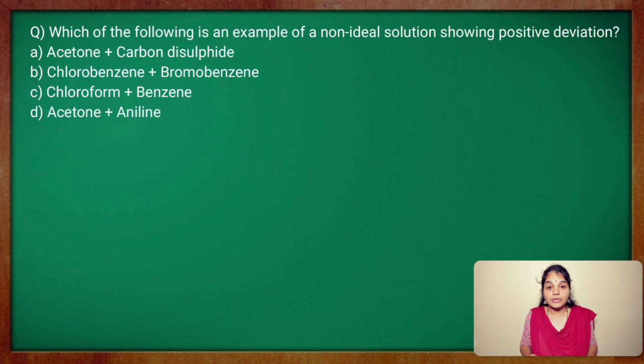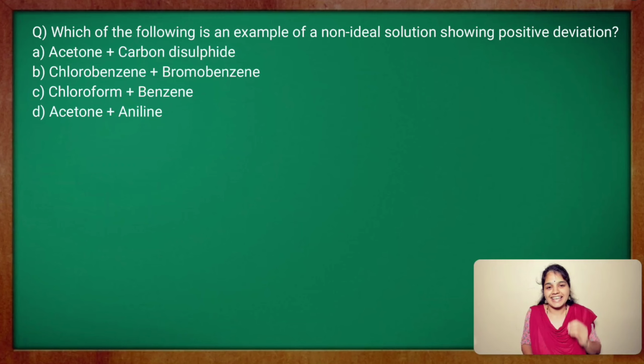Option A, acetone and carbon disulfide. Option B, chlorobenzene and bromobenzene. Option C, chloroform and benzene. Option D, acetone and aniline. Go through this question again and mark your answer. If you could answer it right, it's excellent. We will see the answer to this question at the end of this video.